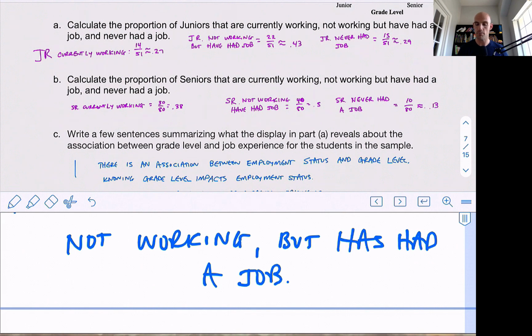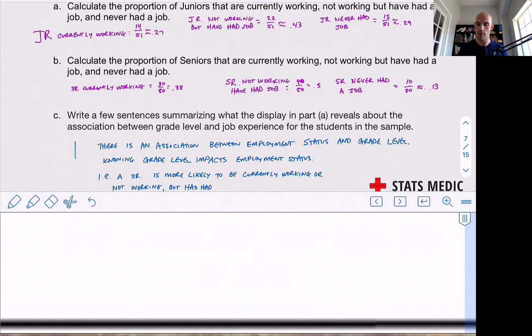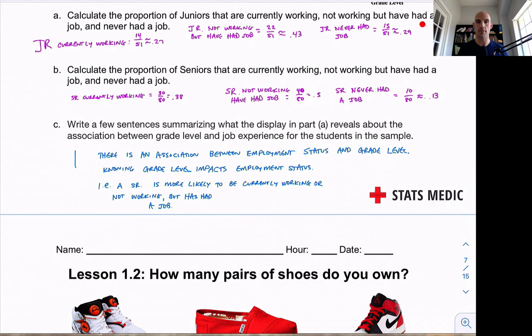Where 0.29, the junior is more likely to have never had a job than the senior, but the senior is more likely to have been working or not working and have had a job or currently working.